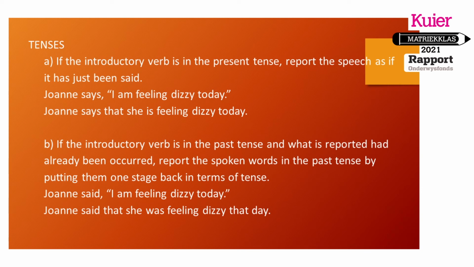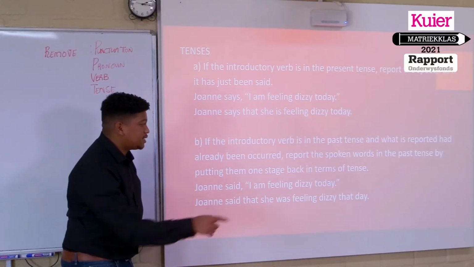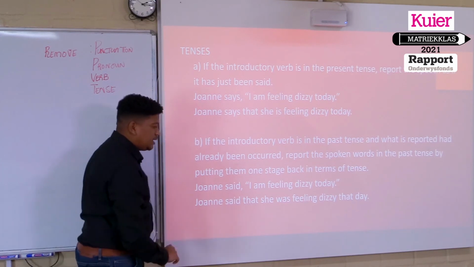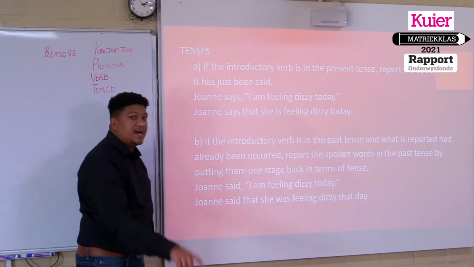Focus here. If the introductory verb is in the past tense, and what is reported had already occurred, report the spoken words in the past tense, by putting them one stage back in terms of tense. Just look at this. Joanne said, "I am feeling dizzy today." But, grade 12, the verb is "said," past tense. It tells us to take it back. So: Joanne said that she was feeling dizzy that day.